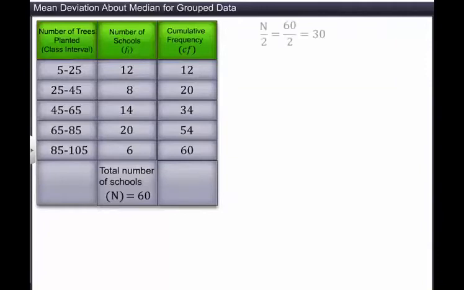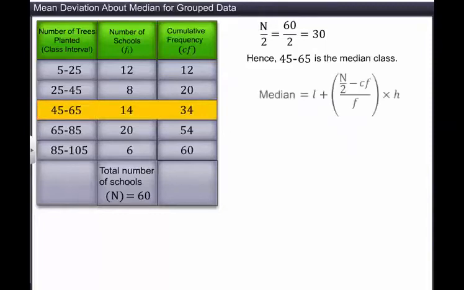Since the number of observations is 60, the median is the 30th observation, which lies in the class interval 45 to 65. Thus, class interval 45 to 65 is the median class. Now, the median of the group data can be calculated by using the given formula.